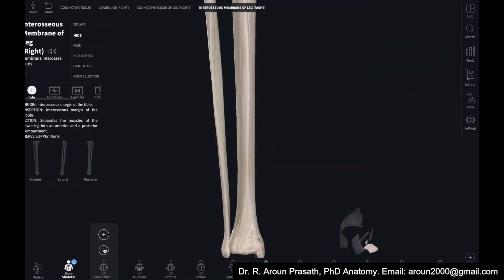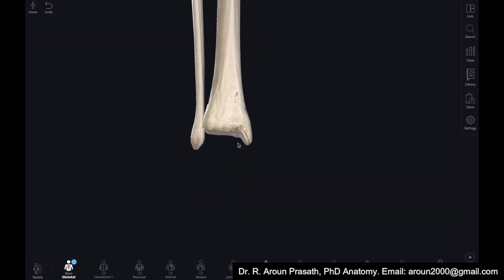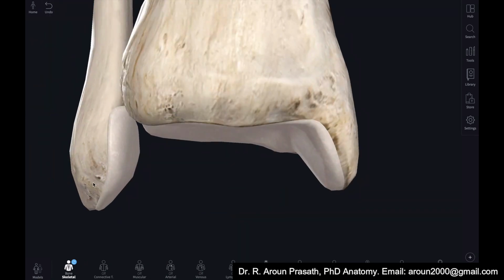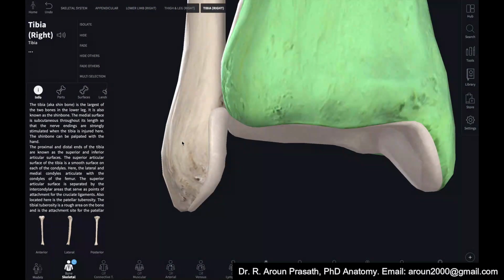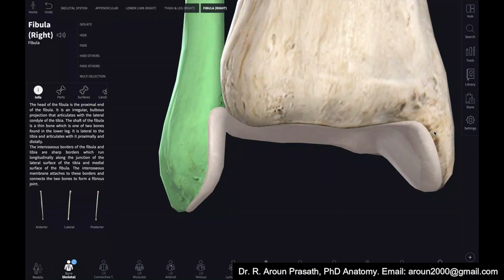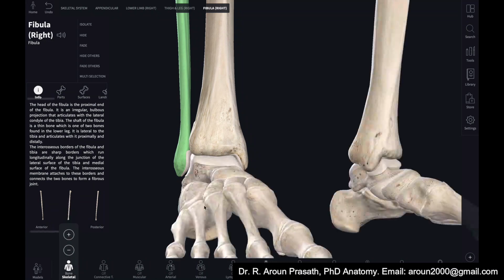So coming to the lower end of the tibia, the lower end of the tibia and the lower end of the fibula form the ankle joint. This prominence in the medial aspect of the ankle joint is called the medial malleolus, and this prominence in the lateral aspect of the ankle joint is called the lateral malleolus. Both these malleoli give attachment for the collateral ligaments.